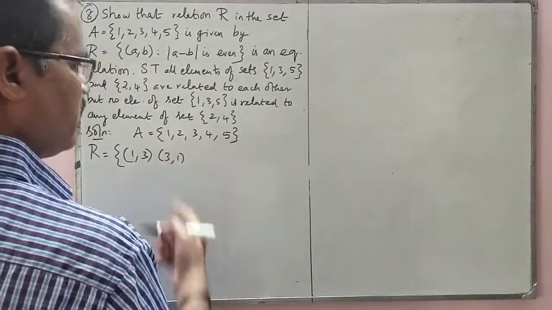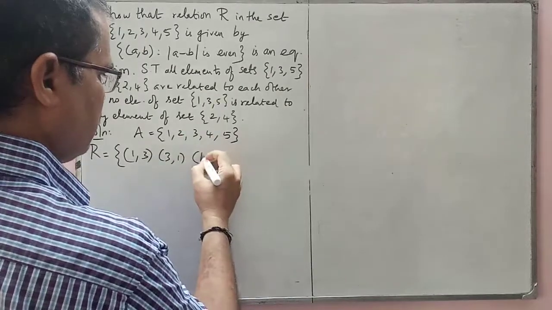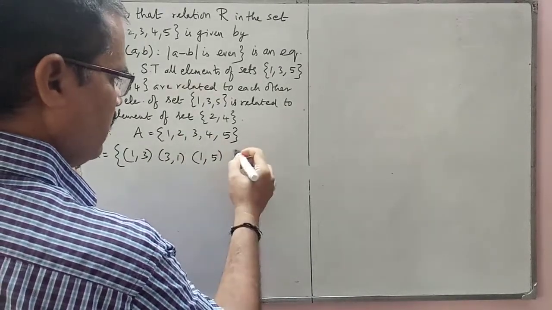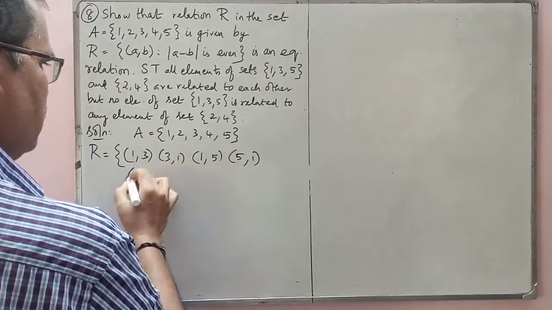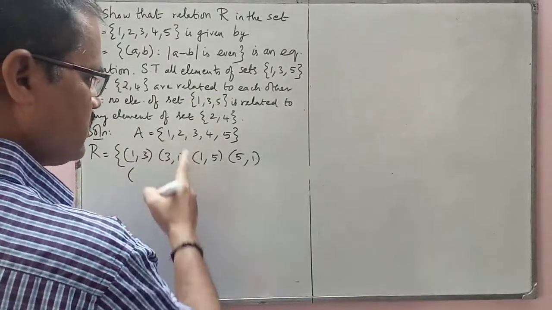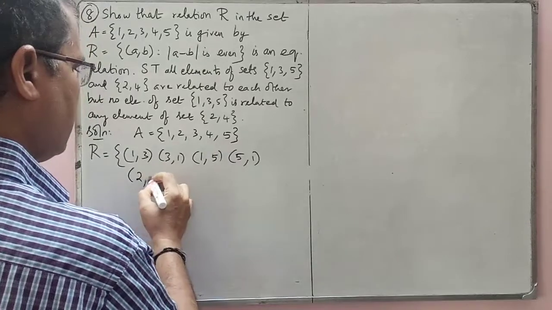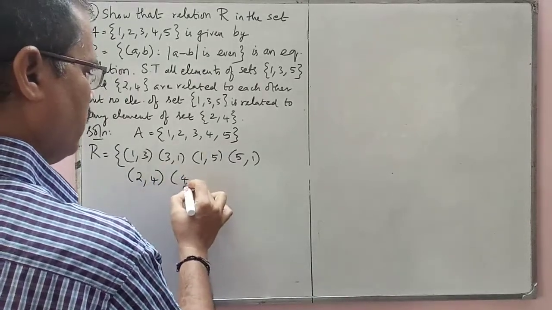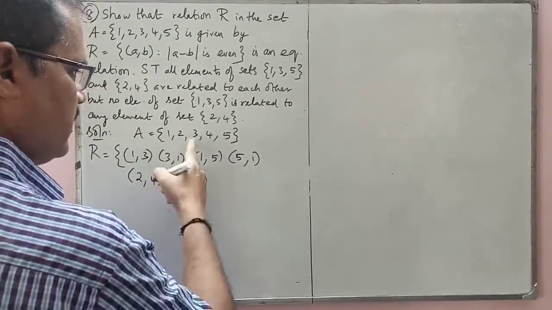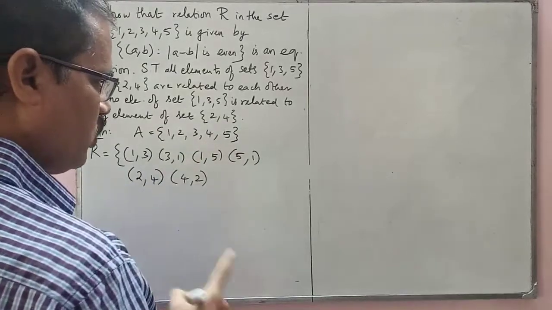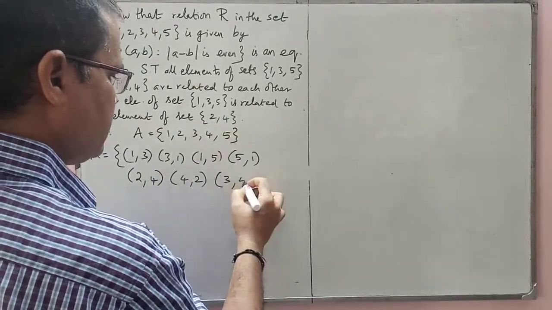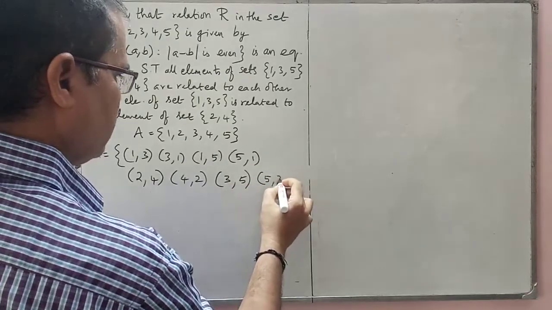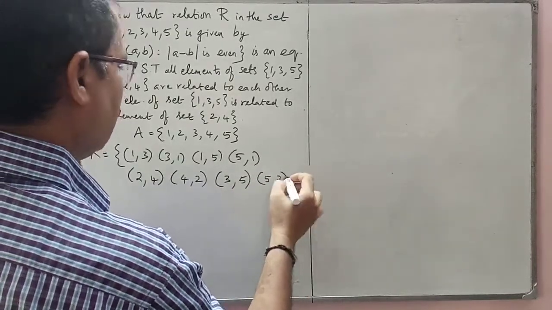Next, 1 and 4 is odd. 1 and 5, yes, (1, 5). The difference between 1 and 5 is 4. So we can have it. Next, I take the number 2. I compare 2 with 3, its difference is 1. 2 with 4, I have 2, so (4, 2). Next, I take 3. 3 with 4 is 1. 3 with 5, the difference is 2. So (5, 3).